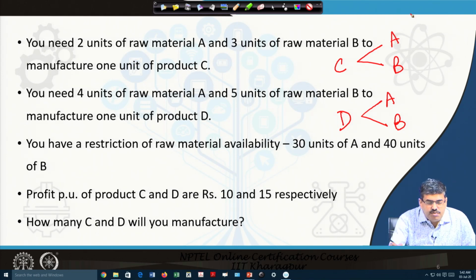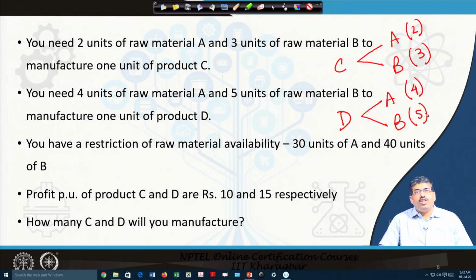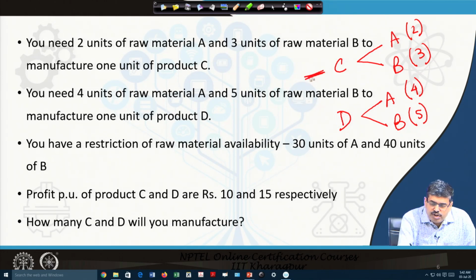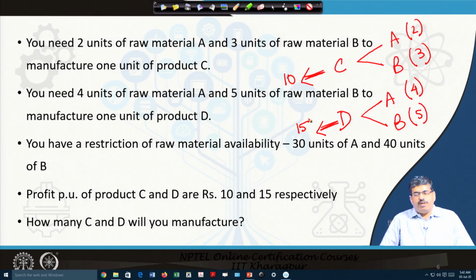But for product C, which is the ordinary hand wash, you need 2 units of raw material A and 3 units of raw material B, and for product D you need 4 units of raw material A and 5 units of raw material B, right. And the profit if you sell product C is 10 and the profit if you sell product D is 15, right. So, this is basically the model.